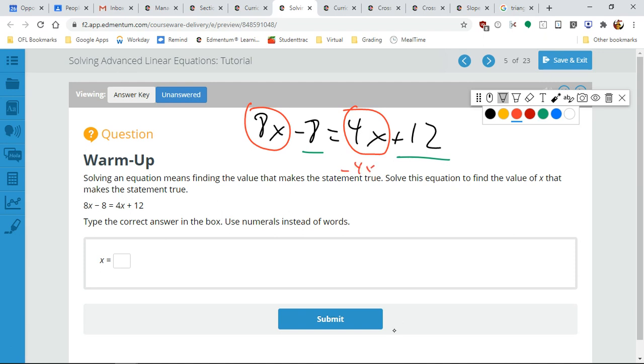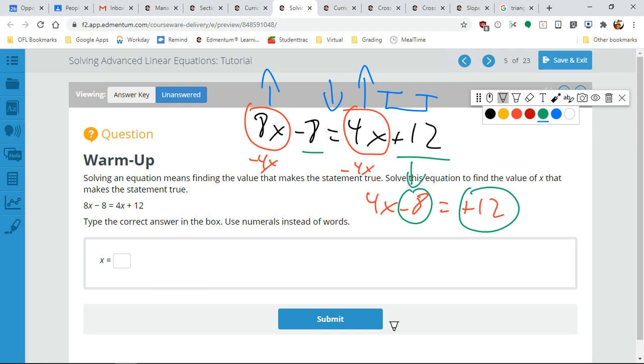So I'm going to subtract this 4x to get all of them on one side, because always remember we have this equal sign separating it like a weight. If I take it away from this side, I have to take it away from this side. That's going to give me 4x minus 8 equals positive 12. Now I want to get rid of this negative 8. If I'm adding something down here, I have to add something over here to keep it balanced. So I have to add 8. This ends up being 4x equals 20.